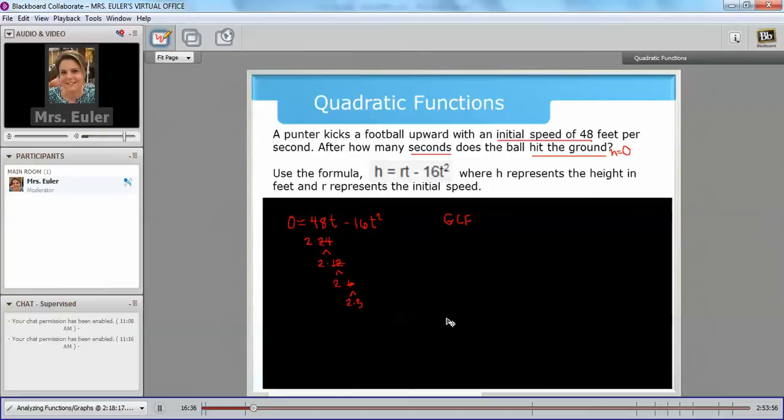16 breaks down into 2 times 8. 8 is 2 times 4. And 4 is 2 times 2. And so we have 2 times 2 times 2 times 2. What do they have in common? They both have 1, 2, 3, 4 2's. So 2 times 2 times 2 times 2 means that they have 16 in common. 16 is our GCF.